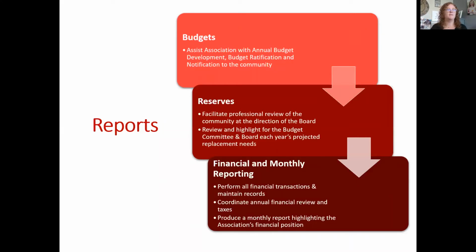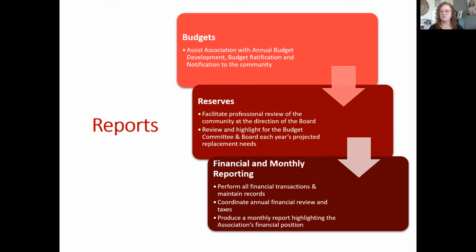And so these studies are facilitated by professionals and they are reviewed by your board of directors annually. Doesn't mean you have to update those reserve studies every year, but they're reviewed. And so that sets the tone for how much money you have to set aside to make sure you can continue to maintain those properties.